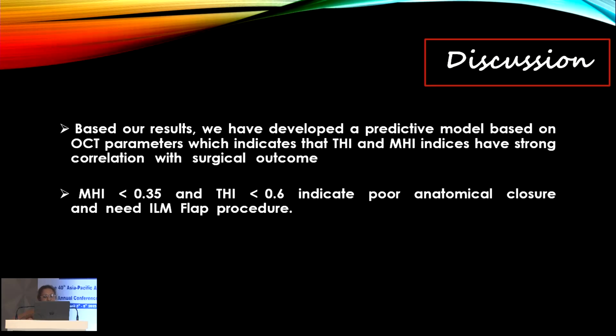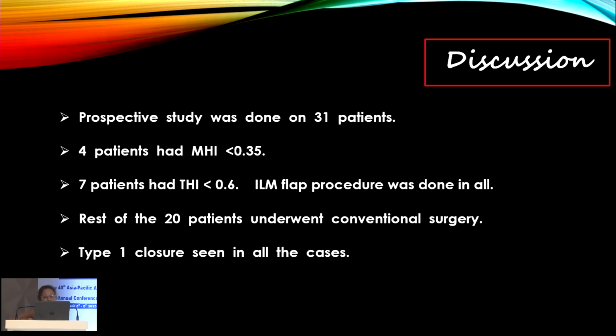So based on this model, we did a small prospective study on 31 patients. 4 patients had MHI less than 0.35, and 7 patients had THI less than 0.6. ILM flap was done in all of these, and the rest of the 20 patients underwent conventional surgery. So type 1 closure was seen in all these cases.